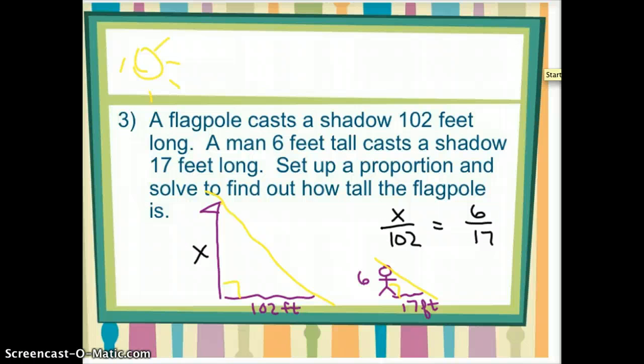Okay, and I'm going to try to solve this problem using some sort of an efficient method. I like to look for scale factor first and then cross multiply if it's not an easy number. So if I look from 17 to 102, if I divide 102 by 17, I find out that 17 goes into 102 6 times. So if I multiply 6 by 6, I can get x, or my height of my flagpole, which seems like it will be 36. So it looks like my flagpole is 36 feet tall.